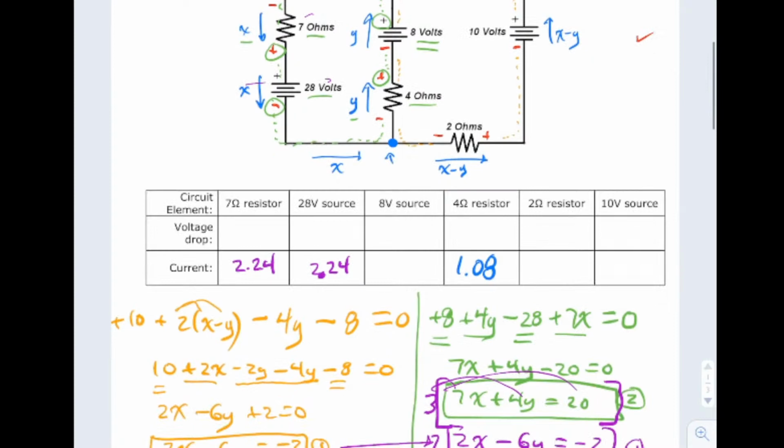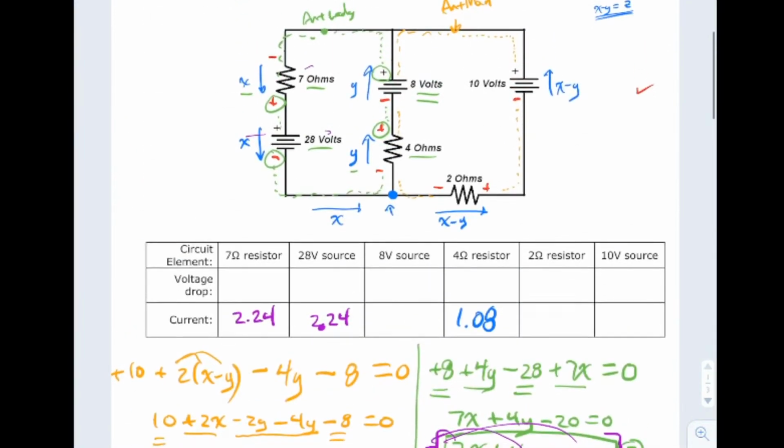That's what I said, right? I got y going through the 8 volts. That's 1.08. And while I'm at it, I can go ahead and fill this in. Through the 2 ohm resistor, we've got x minus y. So that's going to be 2.24 minus 1.08, which is 1.16. And that's the same coming through the 10 volt battery, 1.16. We've got all of our branch currents solved.